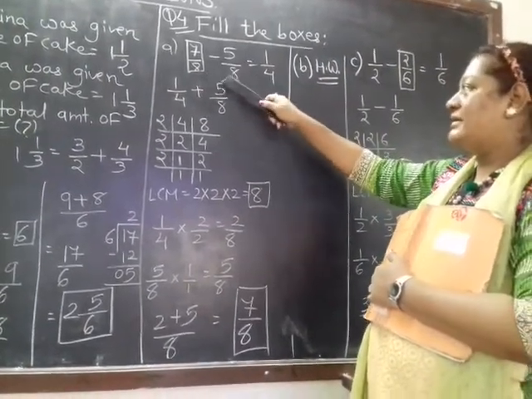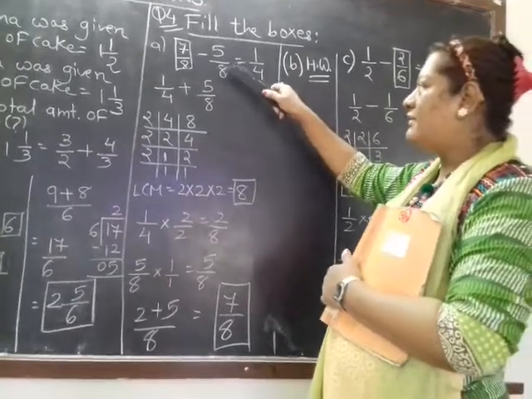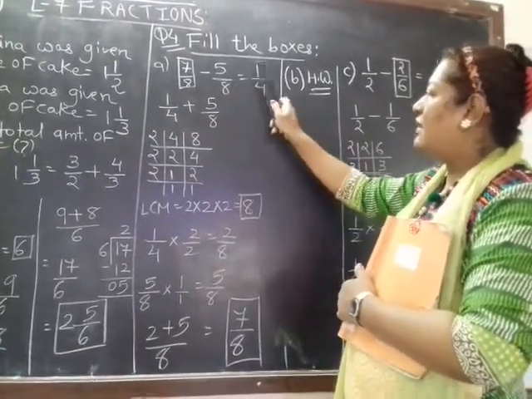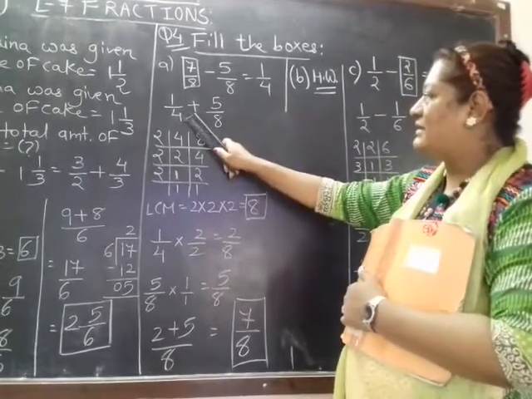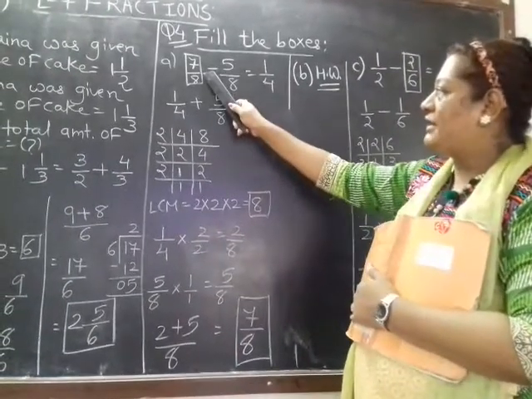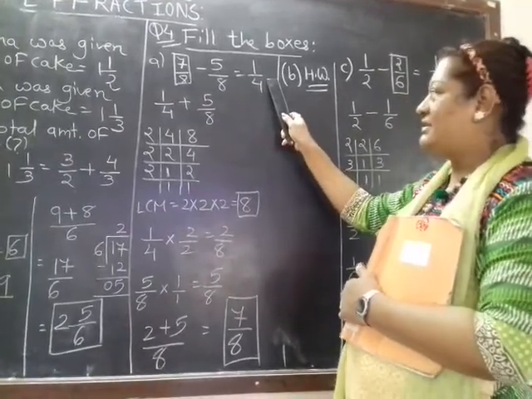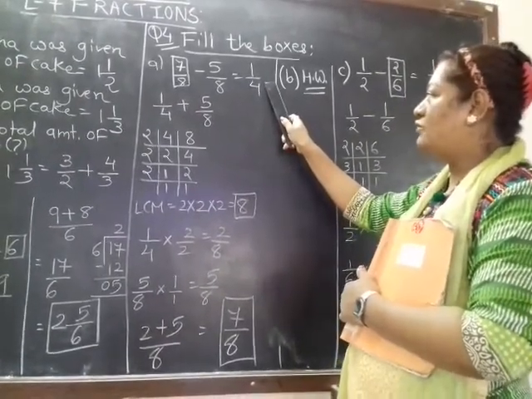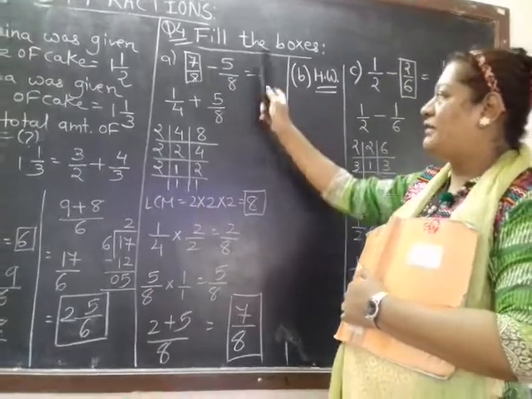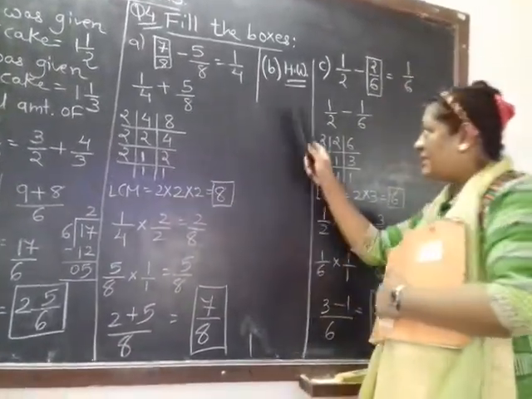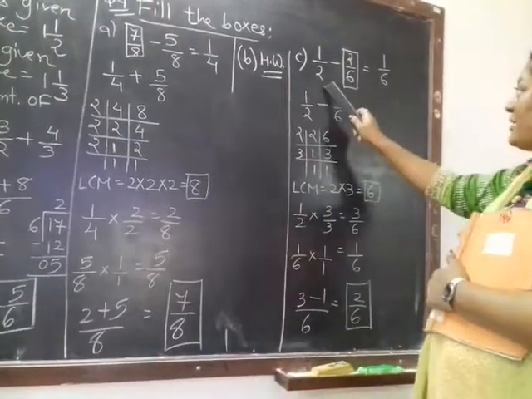Please remember, in this kind of sum, one number is given before equal to, another is after equal to. So the after equal to number will remain as it is. The before equal to number, if it has a minus sign, changes its direction and comes with the after equal to fraction. Minus will convert into plus and plus will convert into minus. D is your homework. Now coming on to C.